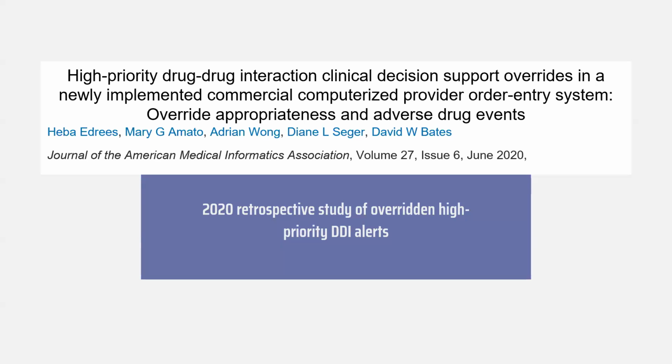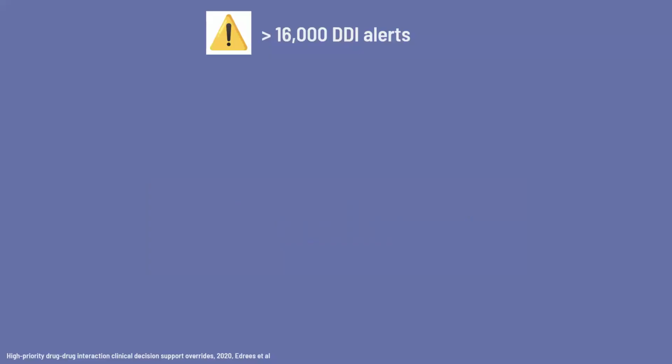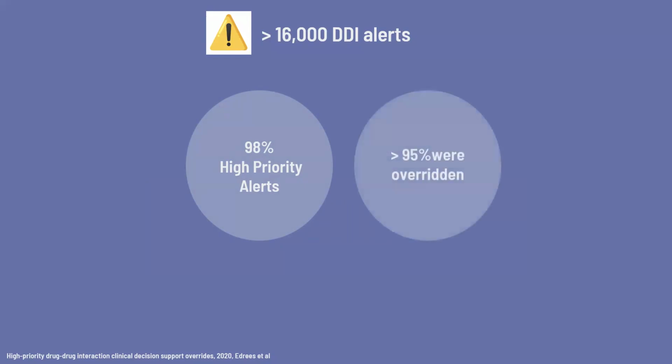This was another study that looked at overridden high priority alerts in both the inpatient and outpatient setting at an academic center. And they looked at over 16,000 interaction alerts over the course of 1 year. And 98% of them were considered high priority alerts. And of those, over 95% of them were overridden. They then took a stratified random sample and determined that over 2/3 were considered appropriate overrides.